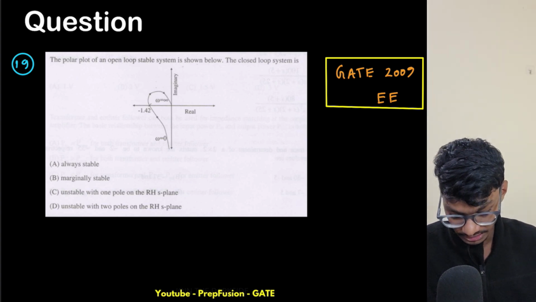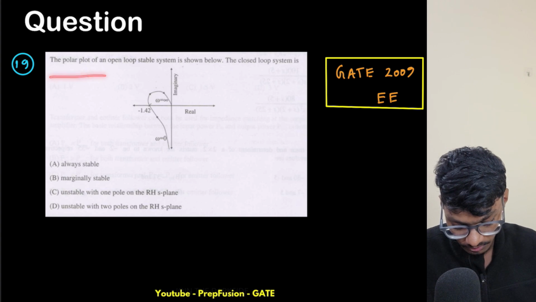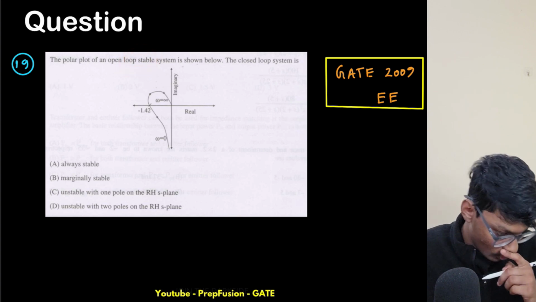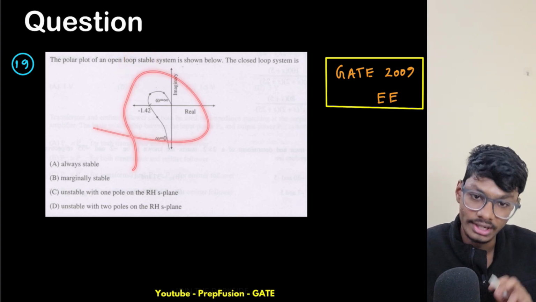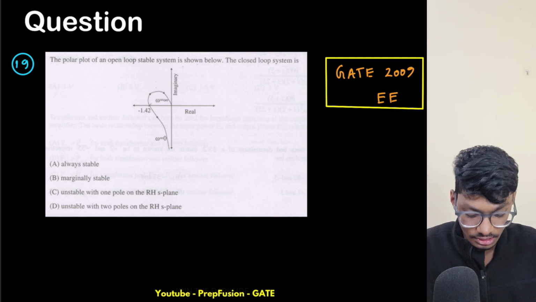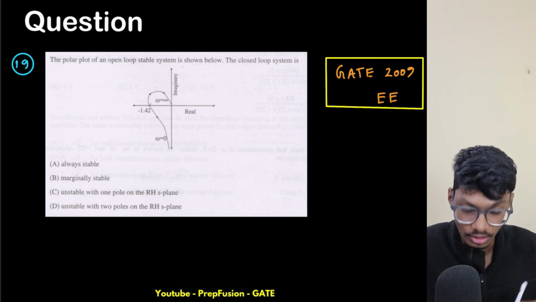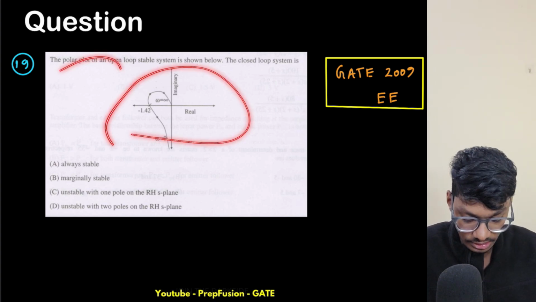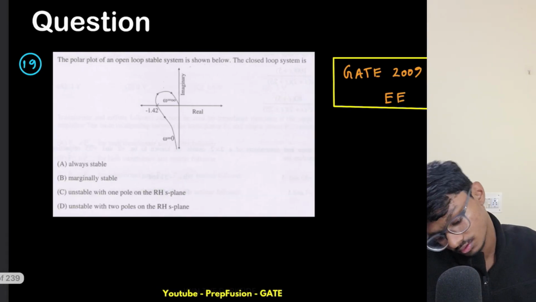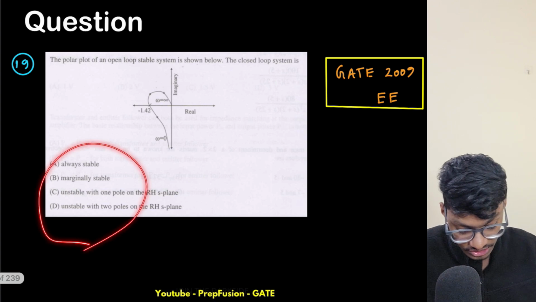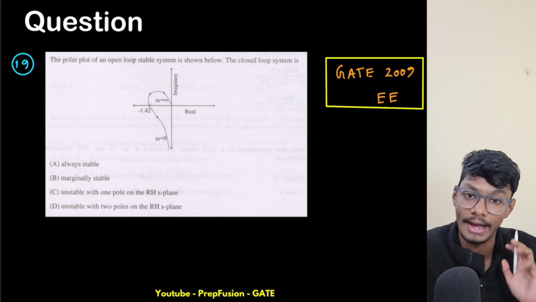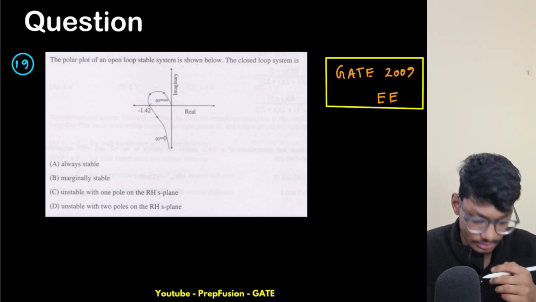Now let's go to the next question. Basically, the polar plot of an open loop stable system is given. What does this mean? If it is telling me open loop stable system, this means the OLTF has all its poles on the left hand side of the S plane. Now it is asking us about the closed loop system. It is not asking about relative stability, it is asking about absolute stability. So how to comment about that?